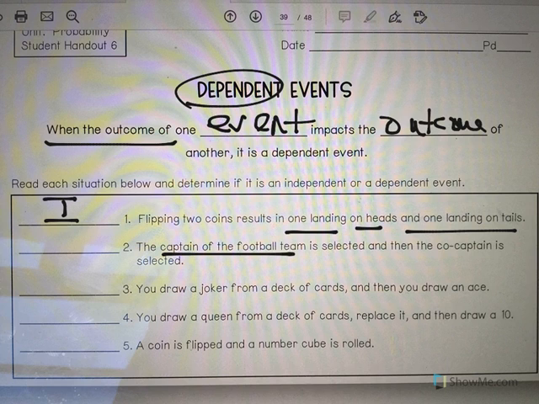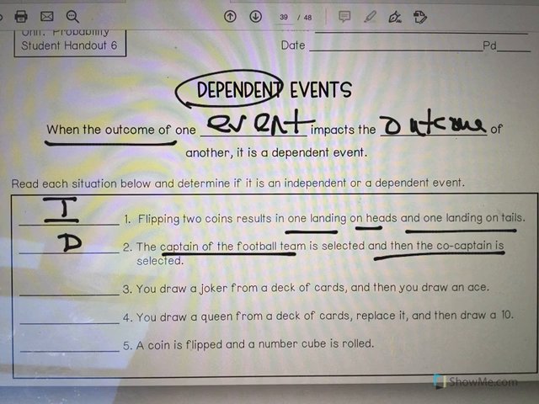The captain of the football team is selected, and then the co-captain is selected. Okay, this is a little different because if we have, let's say, 10 kids and we select the captain, now the rest of the group has a better chance of being selected because they're a smaller number. So that's dependent. Anytime you change the number of outcomes, because the captain of the football team is 10 kids and then he's gone, so then there's 9 kids. So anytime you change the possible outcomes, it is dependent.